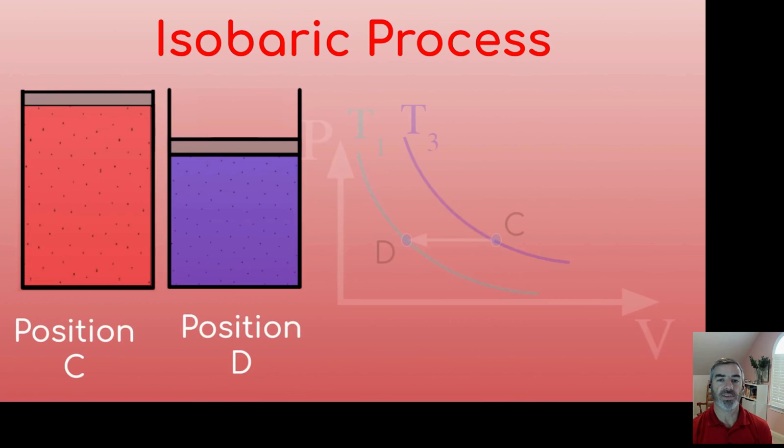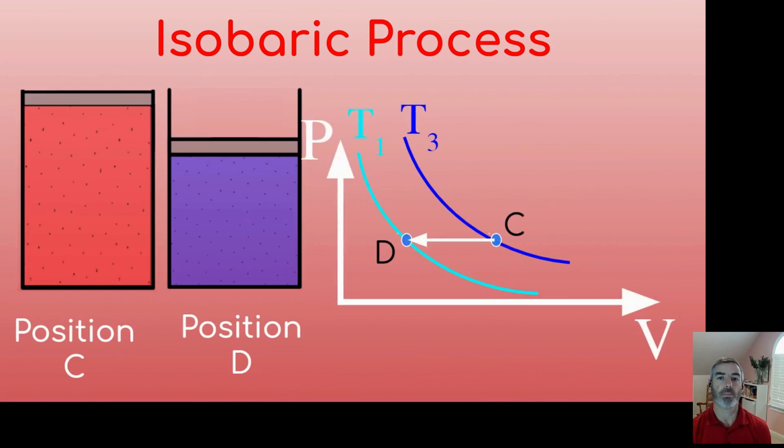On our PV diagram, this is a horizontal line that points to the left. So it does matter the direction on the PV diagram if it goes from C to D or D to C. The volume and the temperature dictate which direction that's going to travel.